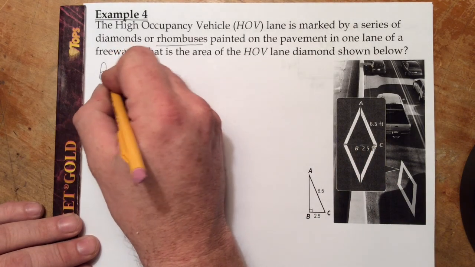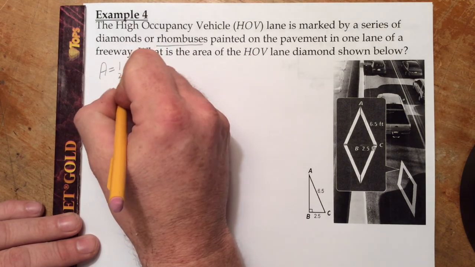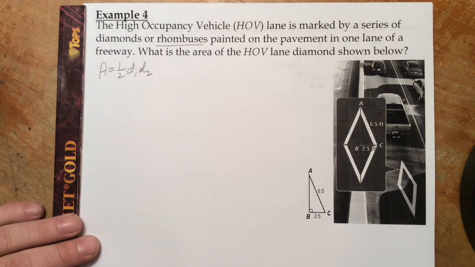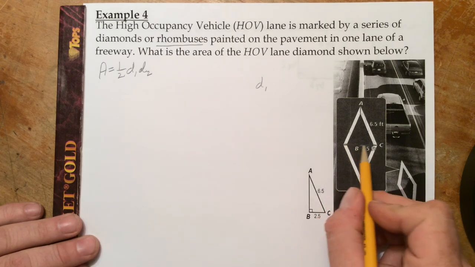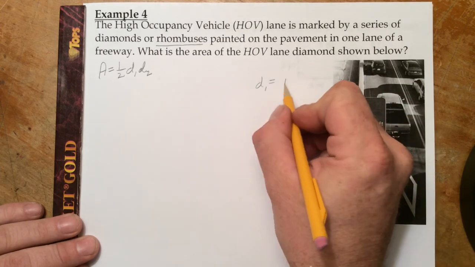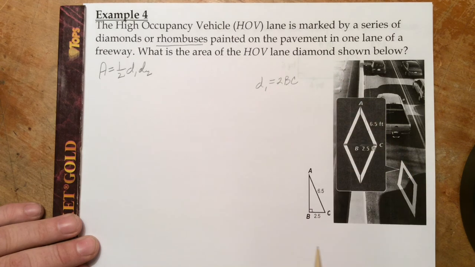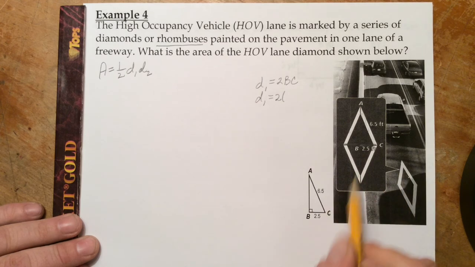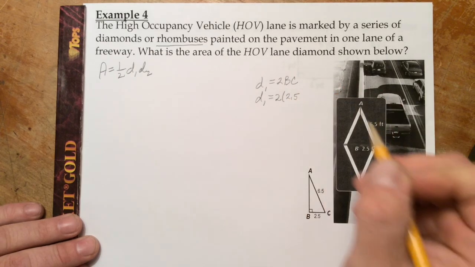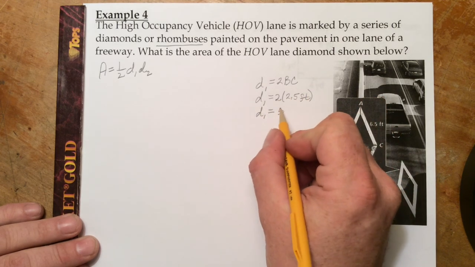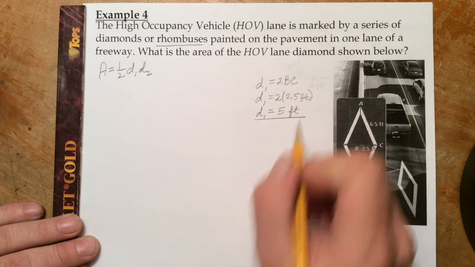So to find the area, it's the same formula as for a kite. It's 1/2 times the first diagonal times the second diagonal, D1, D2. So now let's define D1 and D2. D1 I'm going to let be this shorter diagonal here. So D1 should be the length of BC doubled, or 2 times BC. Well, this will be relatively easy to find. D1 is 2 times BC, which is 2.5 feet, and that gives us 2 times 2.5 gives us 5.0 feet, or 5 feet. So there's our first diagonal.